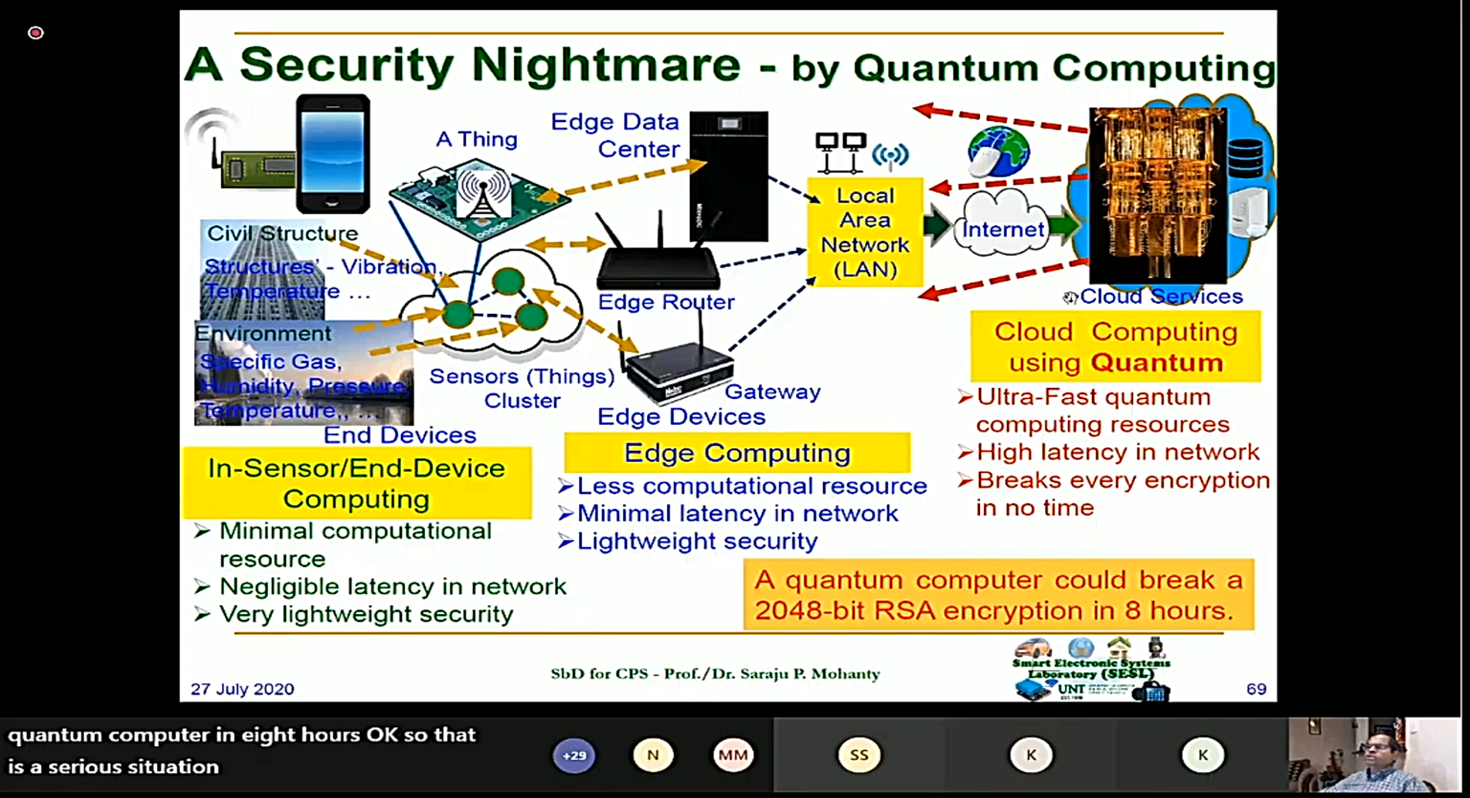That means, in theory, if quantum computers become mainstream computing, the existing security mechanisms, whatever we have, are meaningless. Okay, it can just like that hack or break any security mechanism that we know right now. So that's the security nightmare that we may face, and as a result, people are of course working on different security solutions so that they are ready.